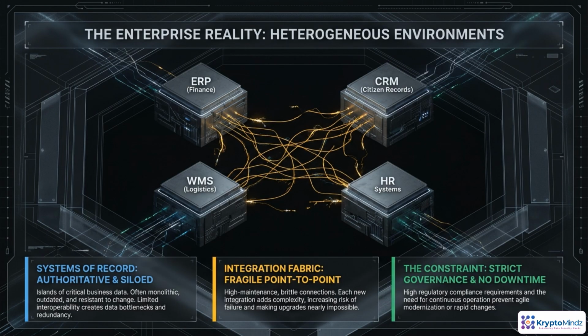Most enterprise and government landscapes look like this: multiple systems of record, each authoritative in its own domain, but effectively islands. Finance, logistics, HR, and citizen records all maintain their own truth, schemas, and governance processes. To make the business work, we stitch them together with custom integrations. Over time, those links turn into a fragile mesh, hard to document, harder to change, and risky to touch. All of this sits under strict compliance, zero downtime expectations, and long approval cycles. So even when everyone agrees change is needed, the underlying trust fabric is extremely resistant to evolution.